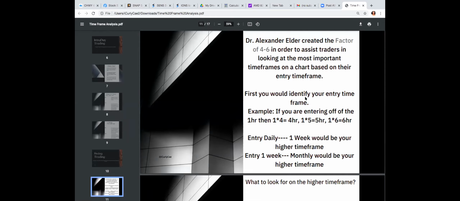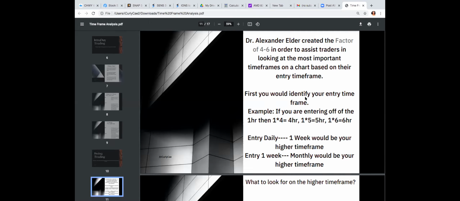There is a book by a man by the name of Dr. Alexander Elder, and he created something called the factor of 4 to 6 to assist traders in looking at the most important timeframes on a chart based on their entry time frame. First, you identify your entry time frame. For example, if you're entering off of the 1 hour, you would multiply 1 by 4, which gives you 4 hours, or 1 by 5, which is 5 hours, or 1 by 6, which is 6 hours. So it's the factor of 4 to 6.